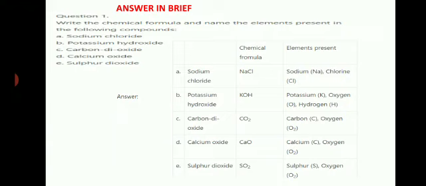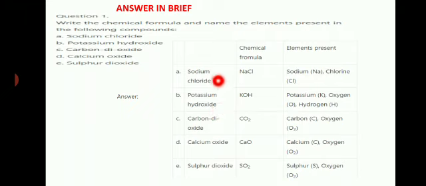Answer in brief. The first question: write the chemical formula and name the elements present in the following compounds. The compounds given here are sodium chloride, potassium hydroxide, carbon dioxide, calcium oxide, sulfur dioxide. We have to write the chemical formula and the elements present.